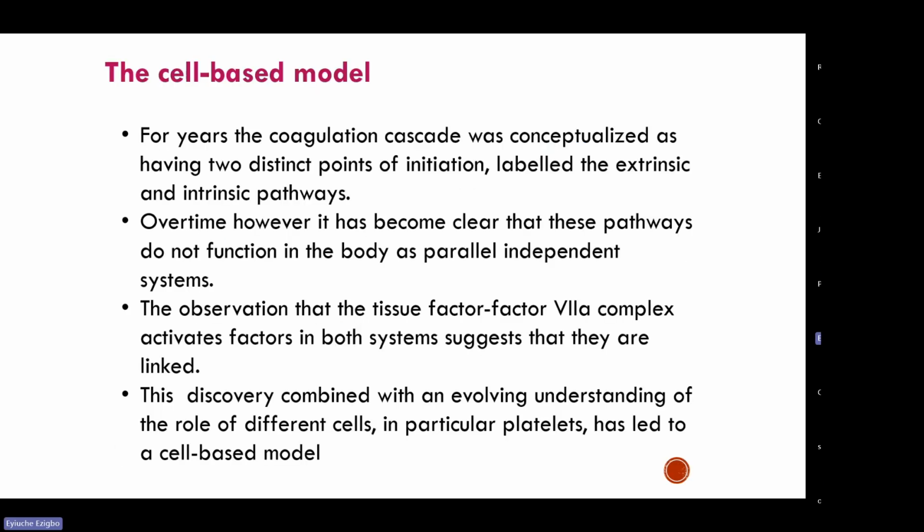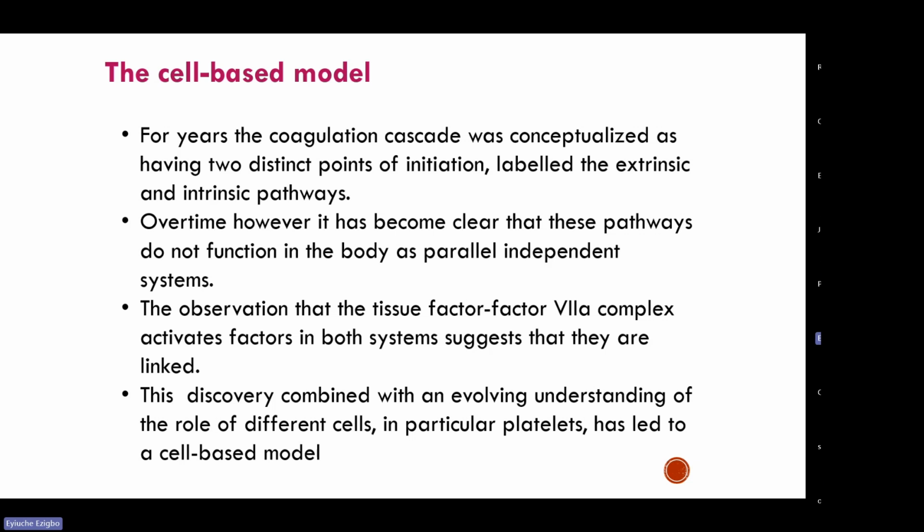So why the cell-based model? Why should they describe secondary coagulation using the cell-based model instead of the plasma-based model that we are all accustomed to? This is because of some observations that they found.